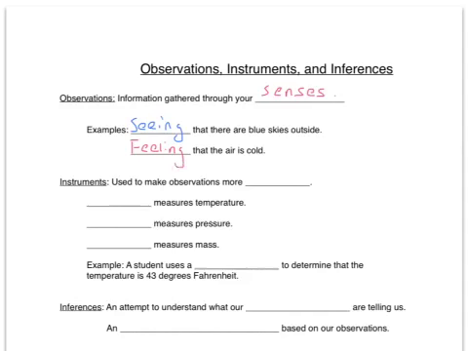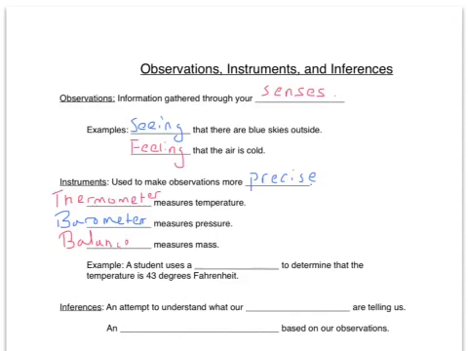Now, instruments are objects that are used to make our observations more precise. For example, and there's lots of examples, I just put 3 down here, but we could say a thermometer measures temperature. We could say a barometer measures atmospheric pressure, which we're going to learn when we study our weather unit, or a scale or a balance measures mass.